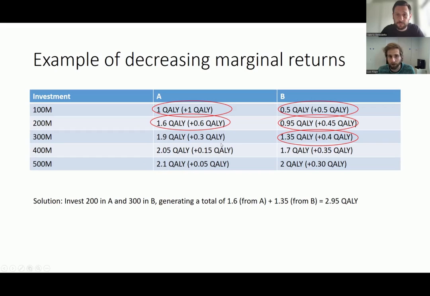So it really depends on, let me be a little bit more technical, the distribution of these returns, or in this case, on the function of the marginal returns.